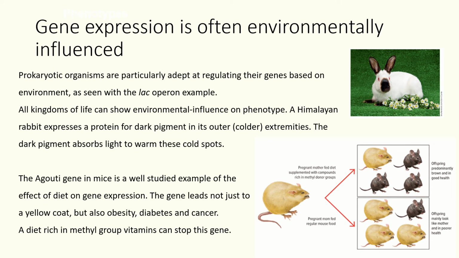The Himalayan rabbit has genes that can express darker pigment. Ideally, it's white because it's blending in with snow. But white isn't very good for absorbing heat. So it has dark pigments that can be switched on by extreme cold temperatures, which allows them to get darker pigment in their extremities to provide them with extra warmth. So those parts of their body don't get quite so cold and they don't end up losing their fingers and their toes and their nose and their ears every winter.